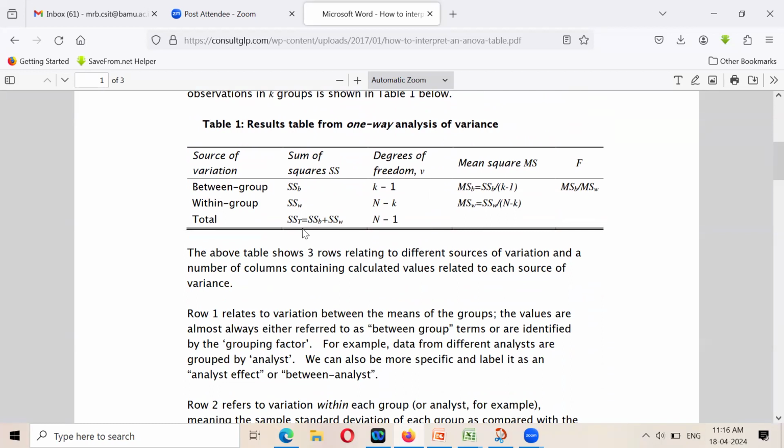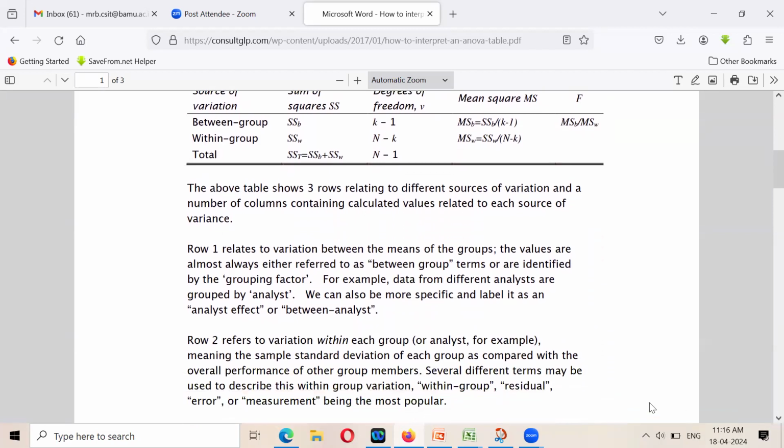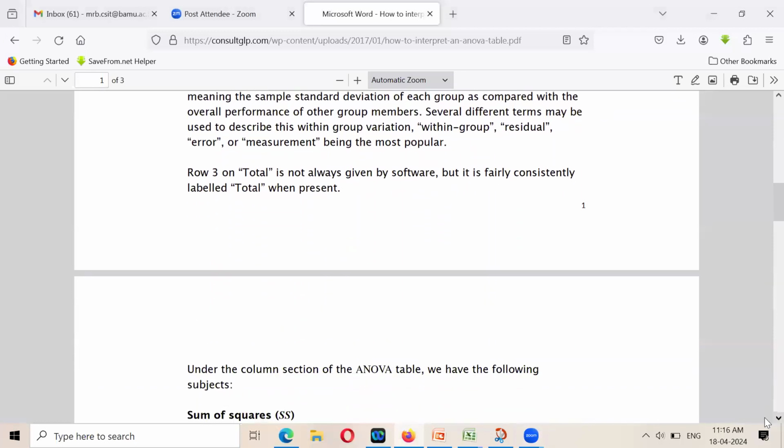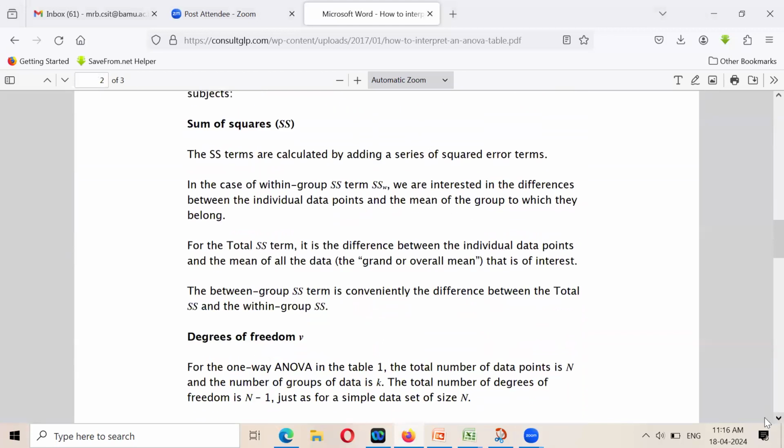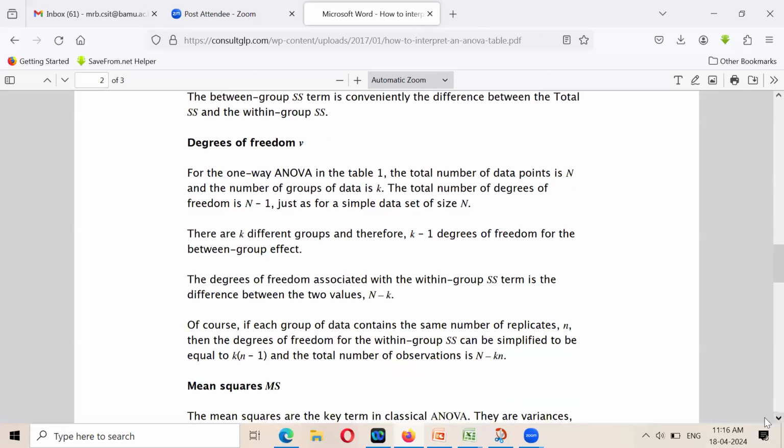So what actually is this? I'll just scroll down. Sum of square is nothing but calculated by adding a series of squared error terms, within the group and between the group. Square is simply taken to eliminate the negative values, the values which are having the minus signs.